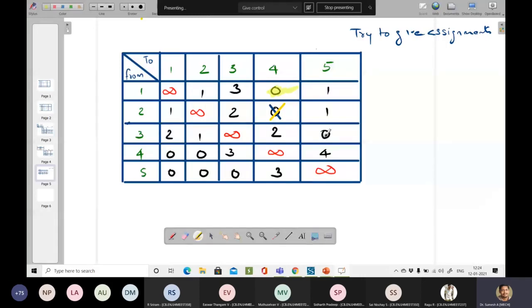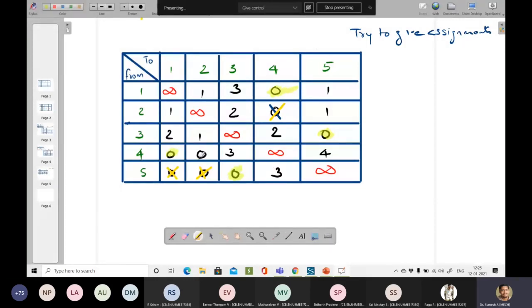We'll see column wise. First column, it is not. Second column, no. Third column, it is single zero. Give the assignment over there. When you give the assignment, what happened? This is striked off. This is also striked off. So arbitrarily anyone you can choose over here. If you give this, the next one will be automatically striked off.